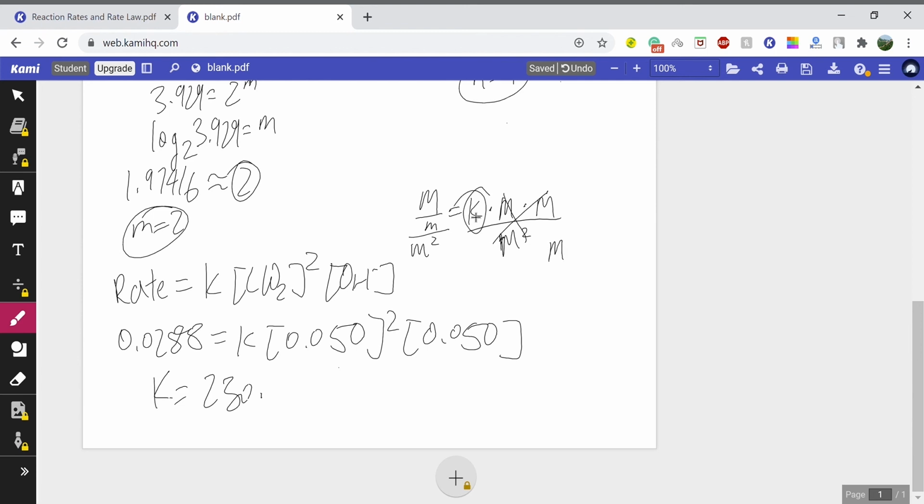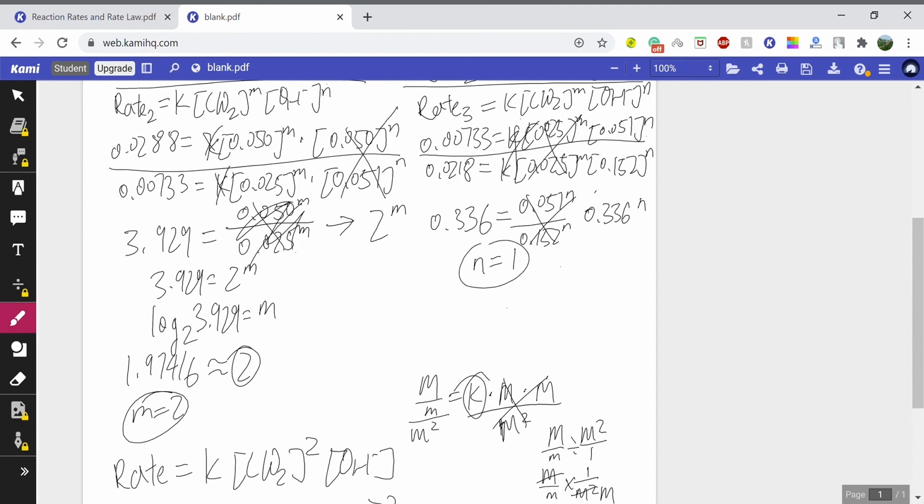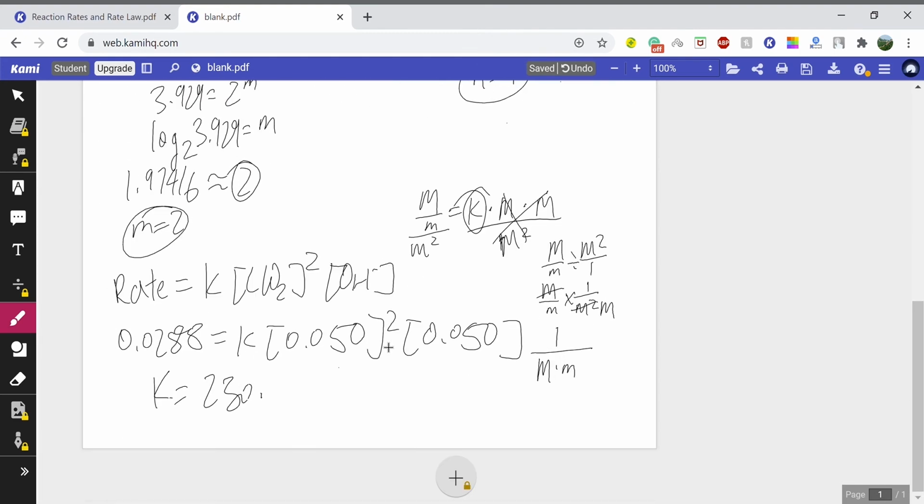So molar divided by minutes divided by molar squared over 1 is basically molar divided by minutes times 1 over molar squared. Now molar and molar cancel out, leaving only 1 molar over here. So our answer will be 1 over molar times minutes. So our final answer, K, which is rate constant K, the units will be molar to the negative first power times minutes to the negative first power. And that is our final answer for K.